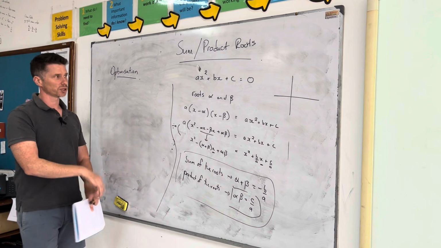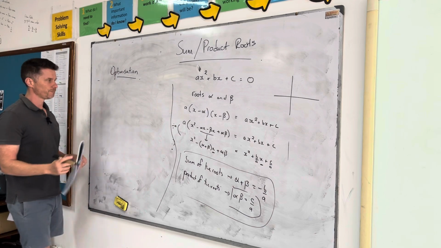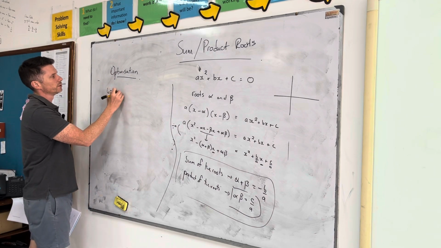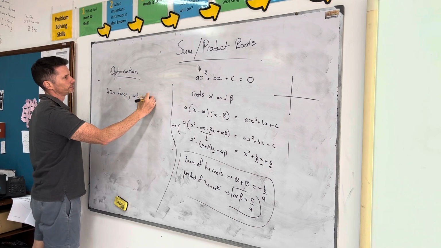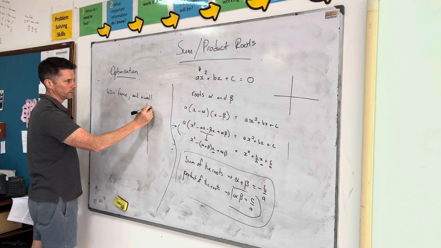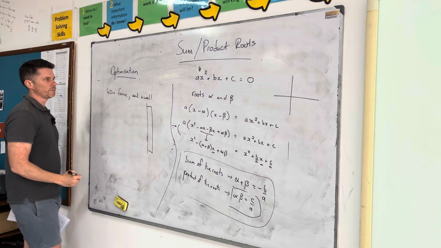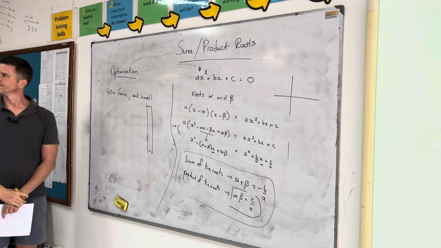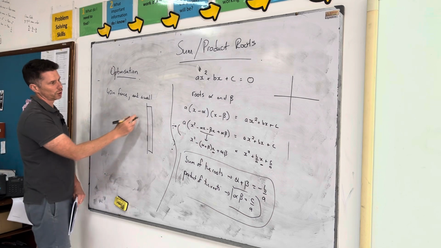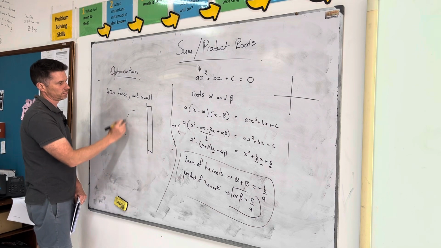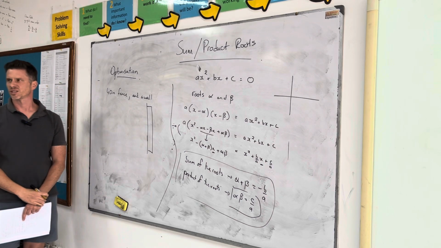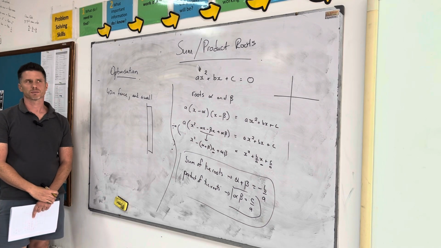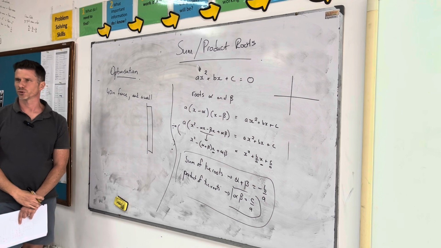So optimization, here's a question I thought of. If I have 40 meters of fence and a wall that's already set, so here's a wall, what's the biggest area of the field I can make? So I put some fencing out here. What's the biggest area I can make? Let's stick with rectangles for now, or squares. Let's not make it too complicated with circles.